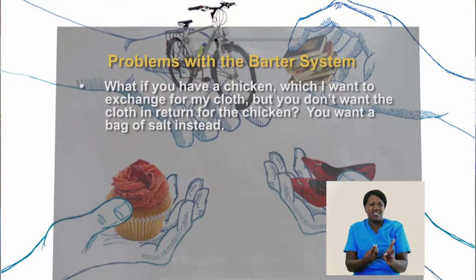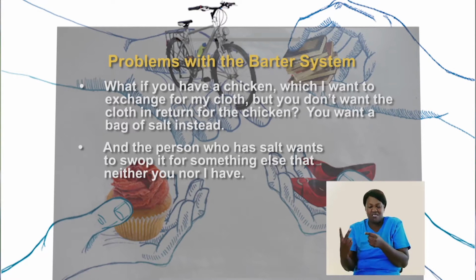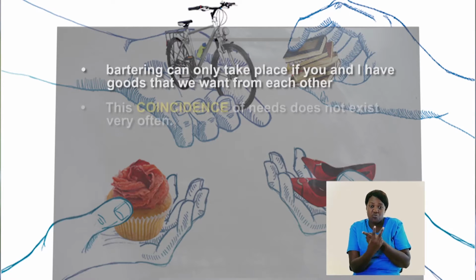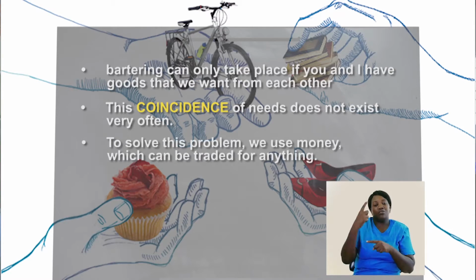You want a bag of salt instead. And the person who wants salt wants to swap it for something else that neither you nor I have. Clearly, bartering can only take place if you and I have goods that we want from each other. And this coincidence of needs does not exist very often. To solve this problem, we use money, which can be traded for anything.